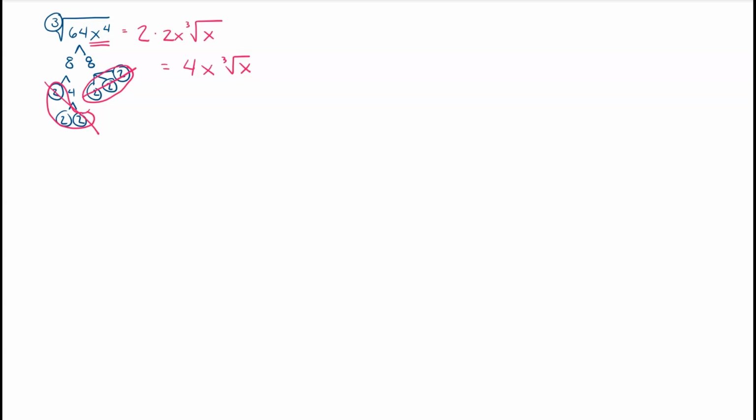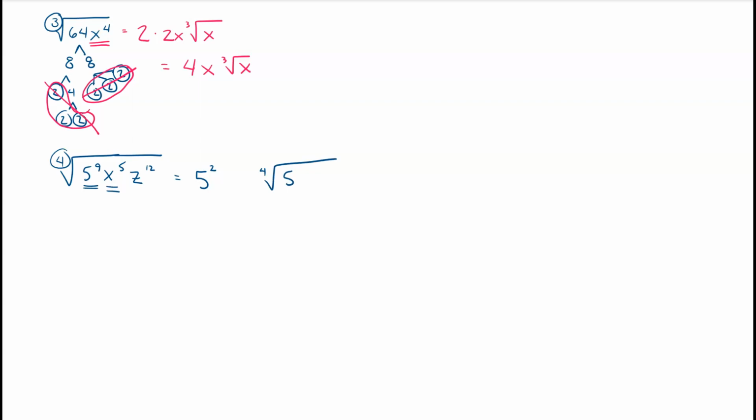Try this one. The 4th root of 5 to the 9th, x to the 5, z to the 12. Looking at 5 to the 9, I've got 2 sets of 4. The index is 4, so I've got 2 sets of 4 there. So a 5 pops out, but there would actually be 2 of them, and there would be 1 left over that stays under the radical.